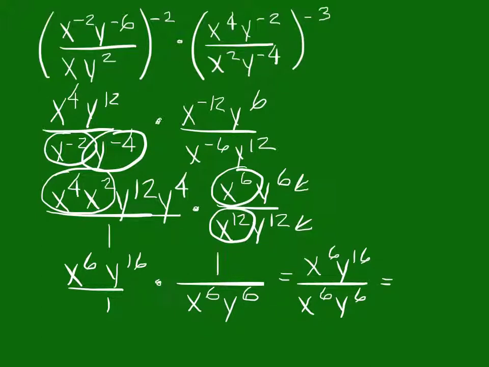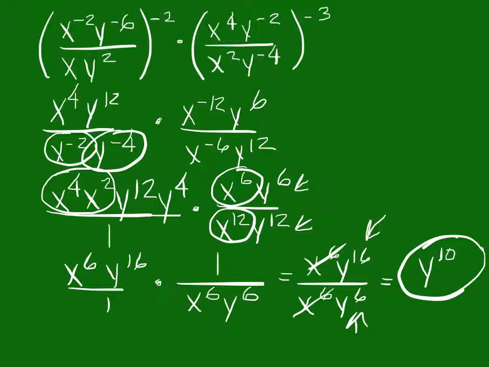Now simplify, since you still have more than one x and more than one y to get your final answer. You have x to the 6th over x to the 6th. Something over itself is just 1. There's no need to write anything because it's just 1. But then you have y to the 16th over y to the 6th. The largest exponent is on top. 16 minus 6 is 10. So your final answer out of the whole thing is y to the 10th.